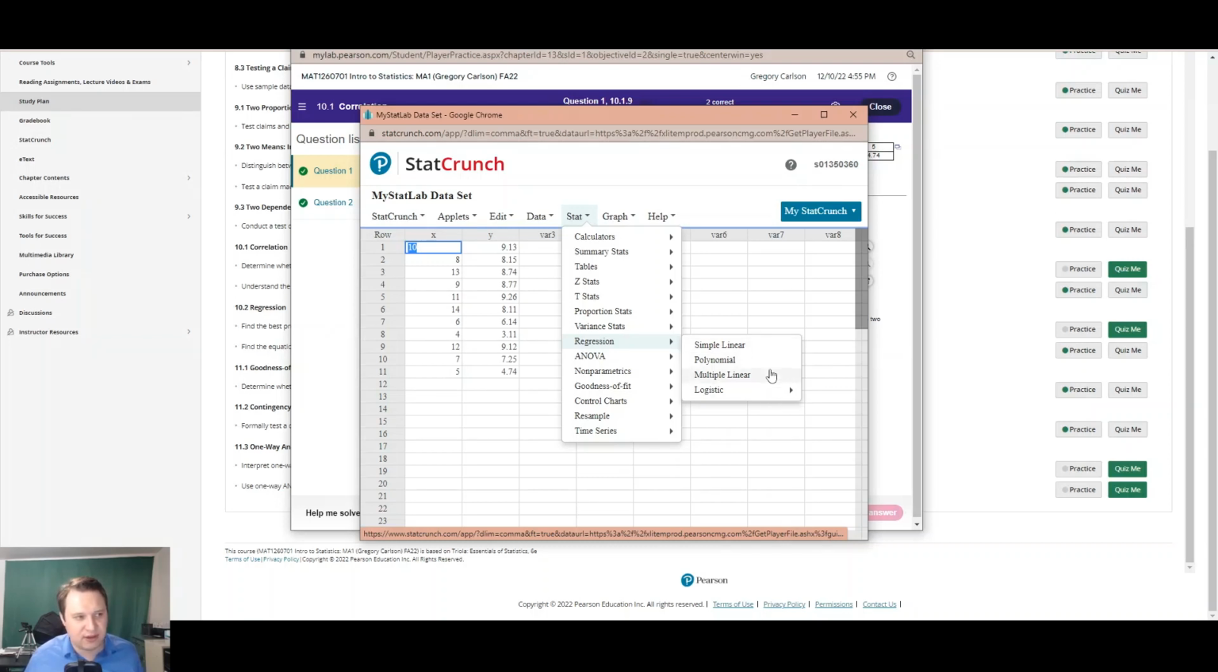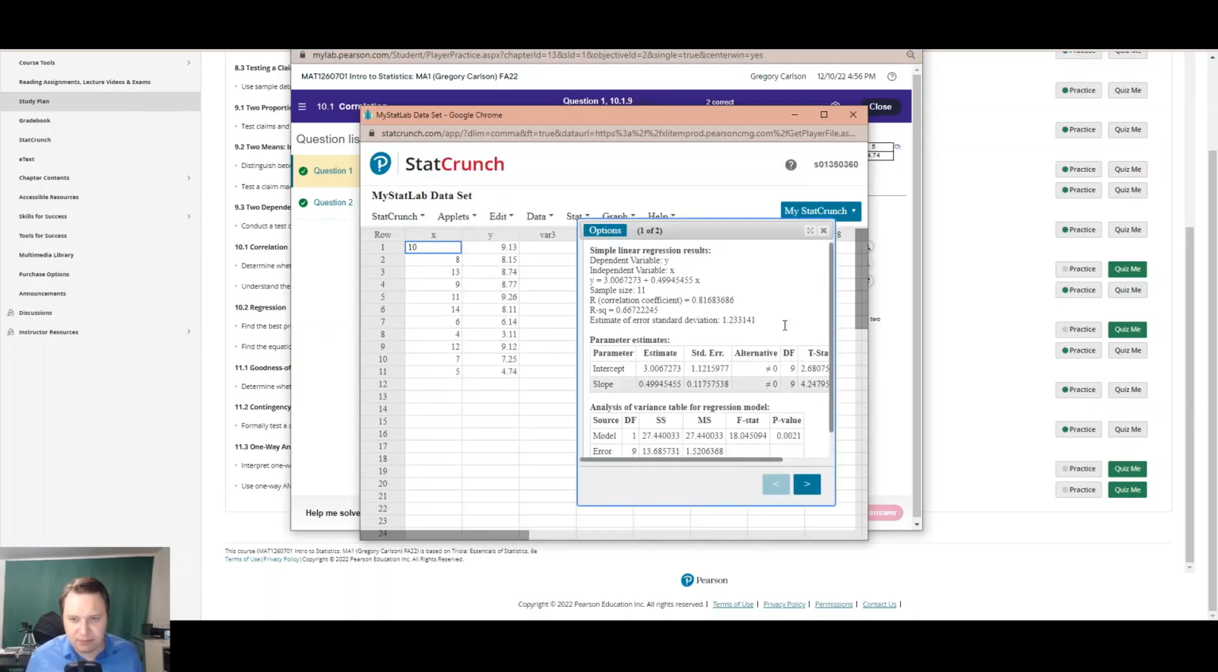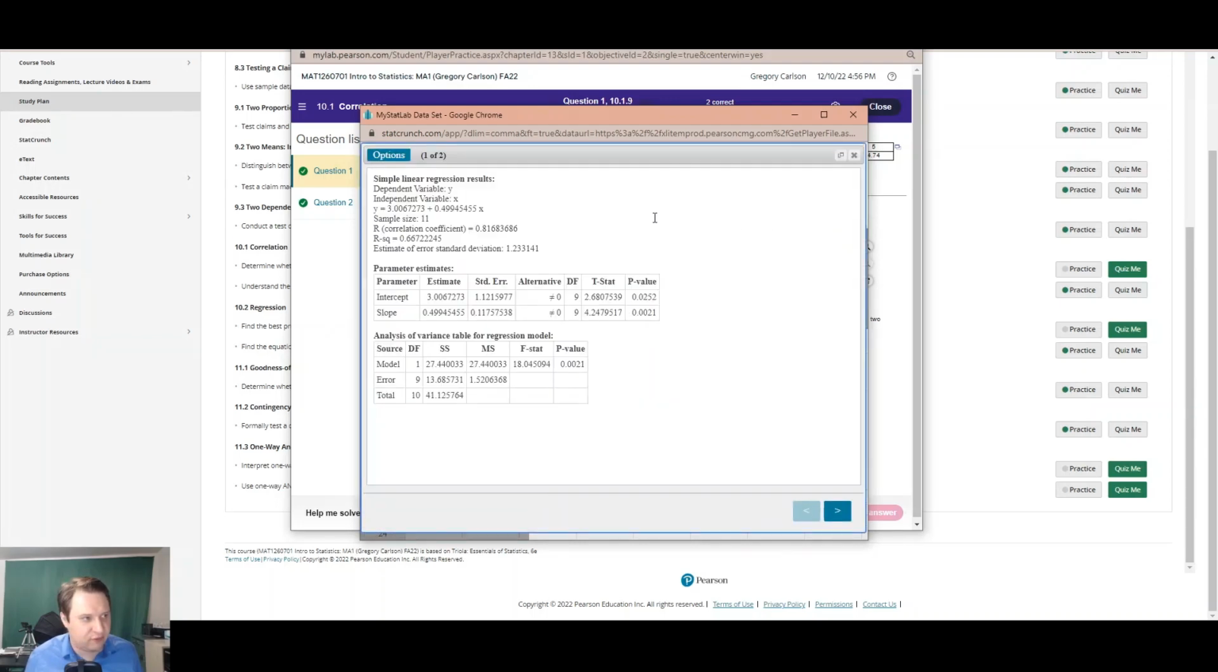You'll learn about these other tests in more advanced statistics classes. The polynomial would actually be appropriate here because that's what would give you a curved line. But anyway, the one we're going to do for this class is just simple linear. And once again, you just need to do X for X and Y for Y, and that's it. Everything else you don't need to worry about. If you click Compute, it gives you a bunch of different information.